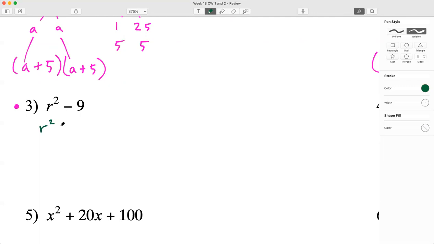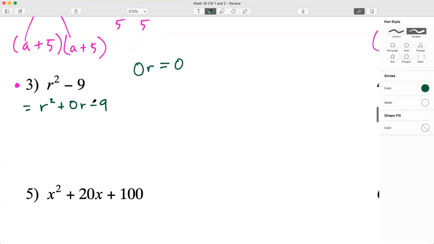Anyway, I'm going to do this in green just because I'm tired of pink right now. So r squared, you would write it out like this. So you're rewriting it first. Plus 0r minus 9. Is that not true? 0r is basically equal to 0. So you can write 0 anywhere. You can add 0 to anything and it will still be the same thing. But this is how we're going to write this to help us understand how to solve it. So we've got a -9 here.